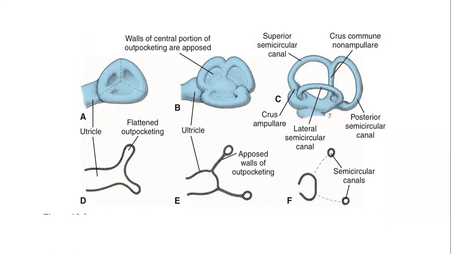If we talk about the utricle and the semicircular canal, during the 6th week of development the semicircular canals appear as flat outpocketings of the utricular part of the otic vesicle. The central portion of the wall of this outpocketing eventually opposes each other and disappears, giving rise to the 3 semicircular canals like this.